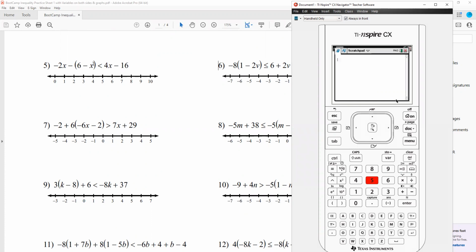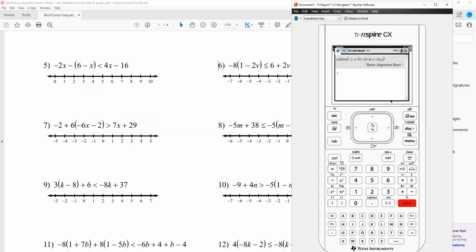So first thing I'm going to do is nSolve it to find the boundary. So we're going to do menu 31. And then I type -2x minus parentheses 6 minus x. Control equals, that's going to be less than. And then I got 4x minus 16. And then I'm going to put comma x and press enter.